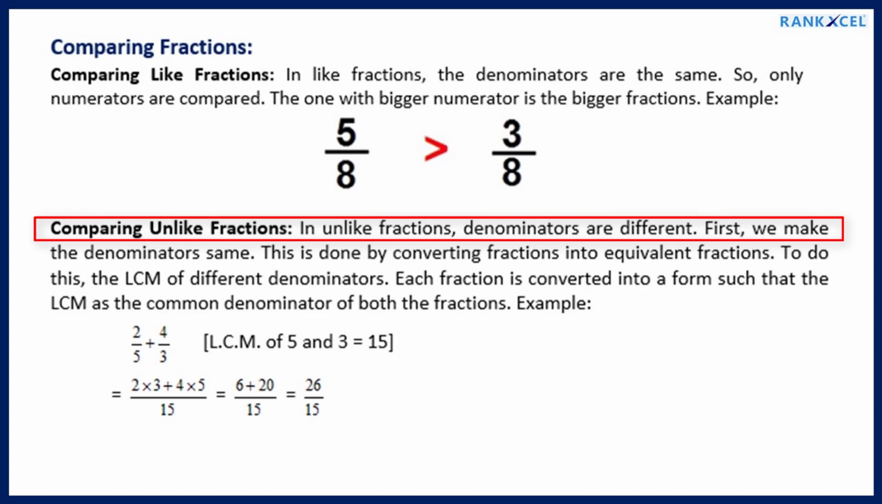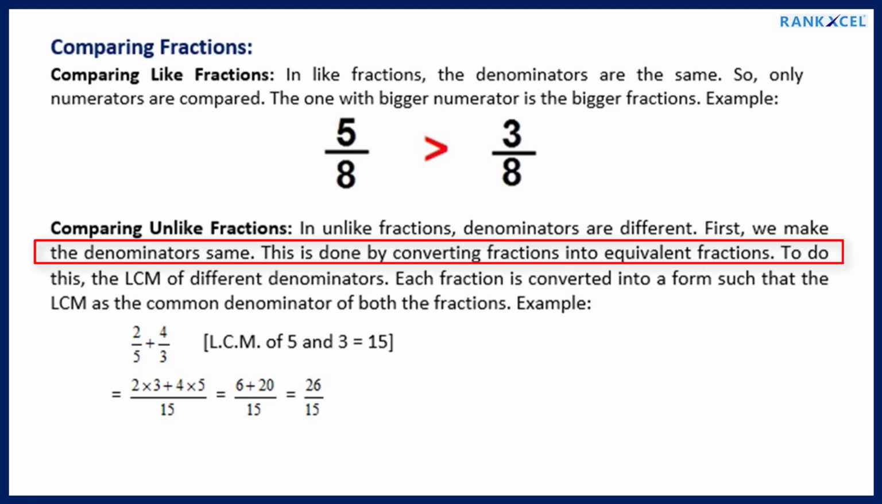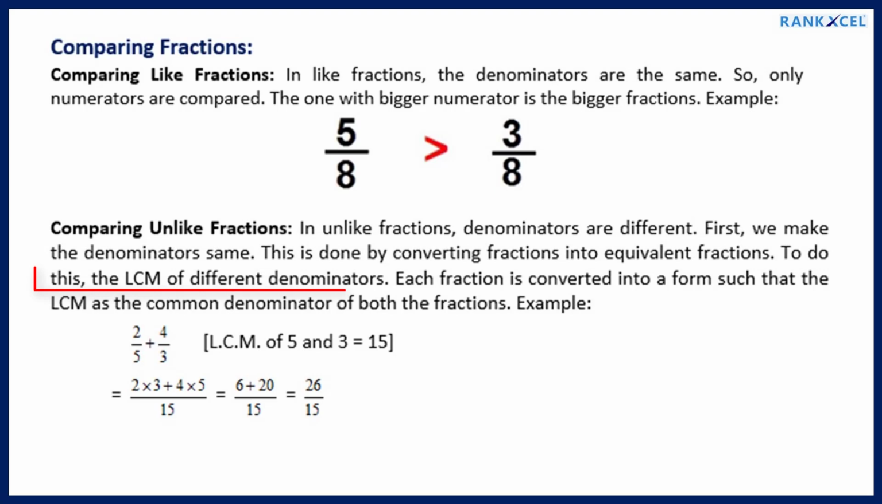Comparing unlike fractions. In unlike fractions, denominators are different. First, we make the denominators the same. This is done by converting fractions into equivalent fractions. To do this, take the LCM of the different denominators. Each fraction is converted into a form such that the LCM is the common denominator of both the fractions. Example: 2 by 5 plus 4 by 3, LCM of 5 and 3 equals 15.